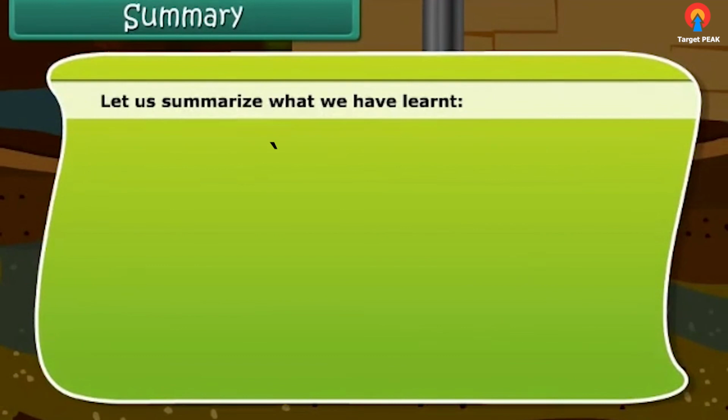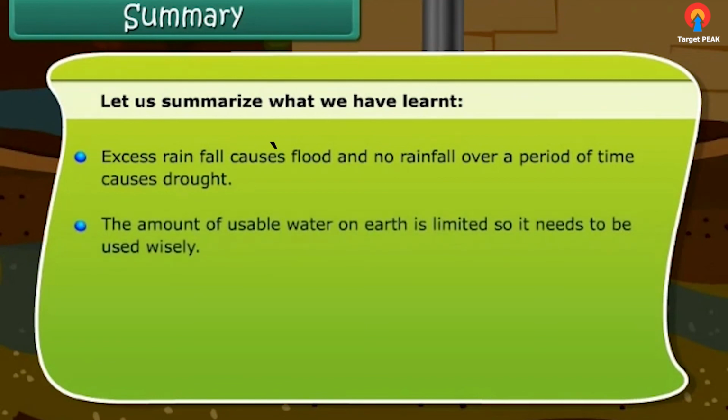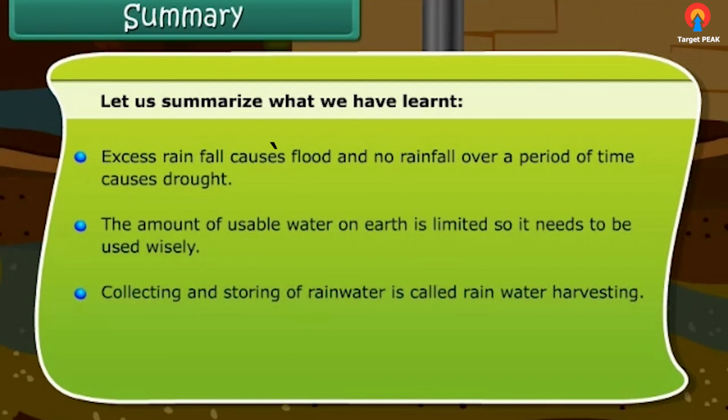Let us summarize what we have learned. Excess rainfall causes flood, and no rainfall over a period of time causes drought. The amount of usable water on earth is limited, so it needs to be used wisely. Collecting and storing of rainwater is called rainwater harvesting.